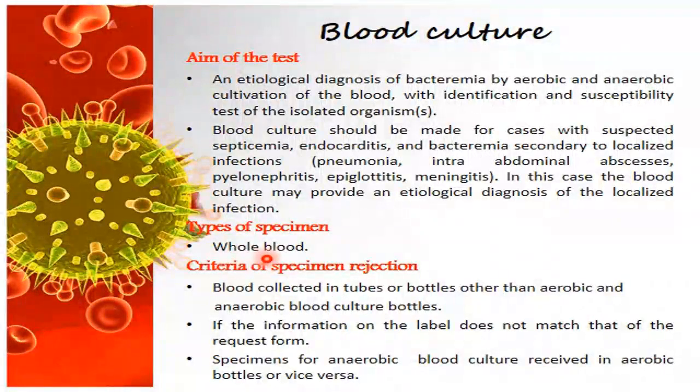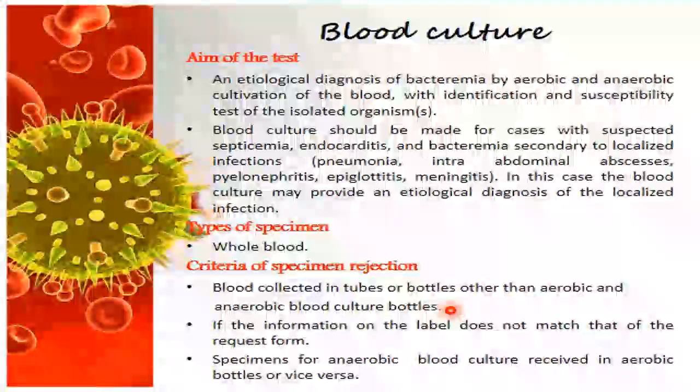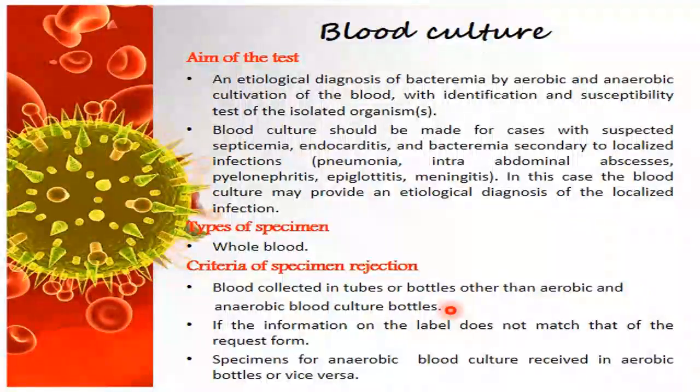What are the criteria for specimen rejection? First, blood collected in tubes or bottles other than aerobic and anaerobic blood culture bottles. We have specific bottles for doing blood culture, either aerobic or anaerobic. Other bottles are not advised to be used, because these bottles, as manufactured by the specific company, are specified for blood culture, either aerobic or anaerobic.